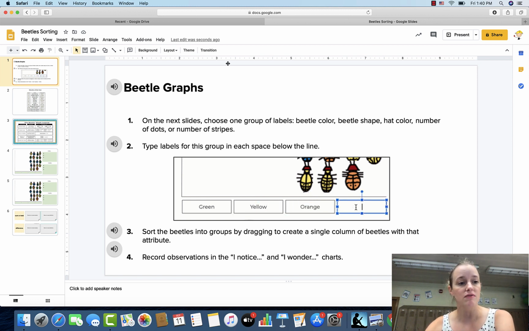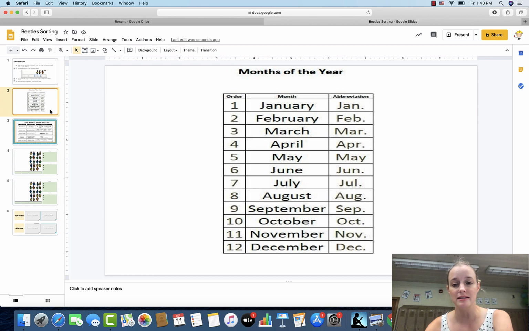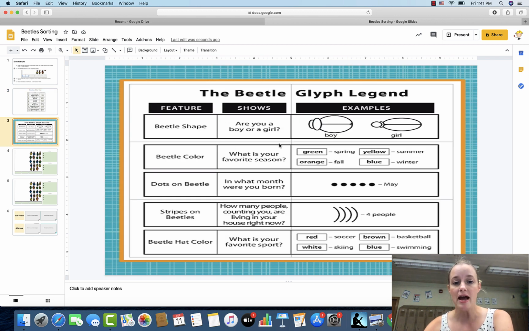Each slide today is going to tell you step by step what to do. On this first slide, you can actually listen to the directions, and it gives you a little picture in case you forget when you get to your own, okay? I have also included on the slide the months of the year so you don't have to try to remember them, and that beetle legend that explains what each of them are for.